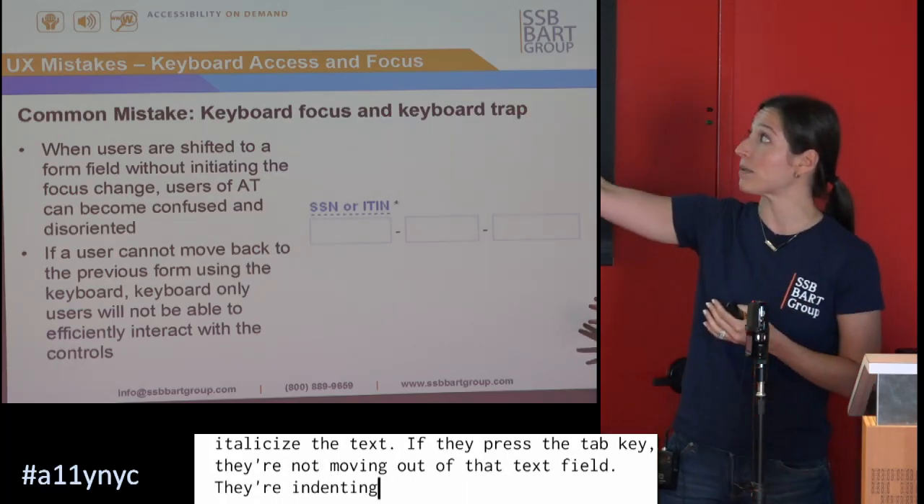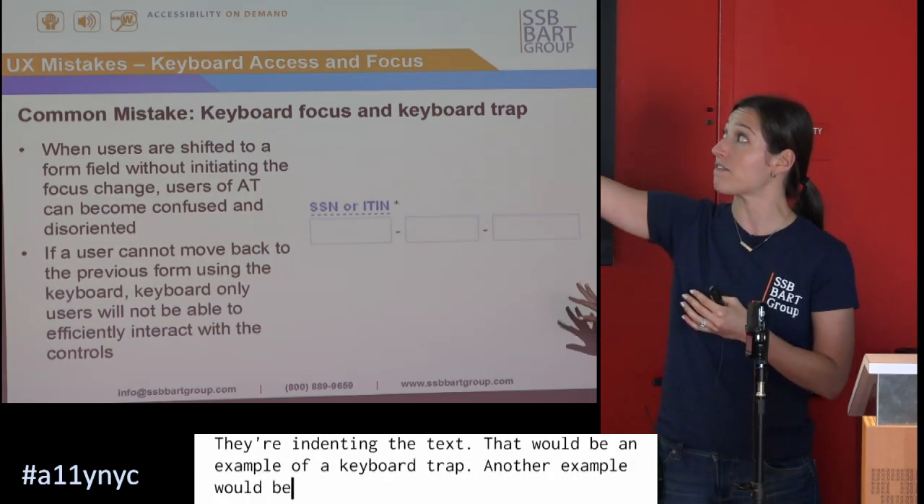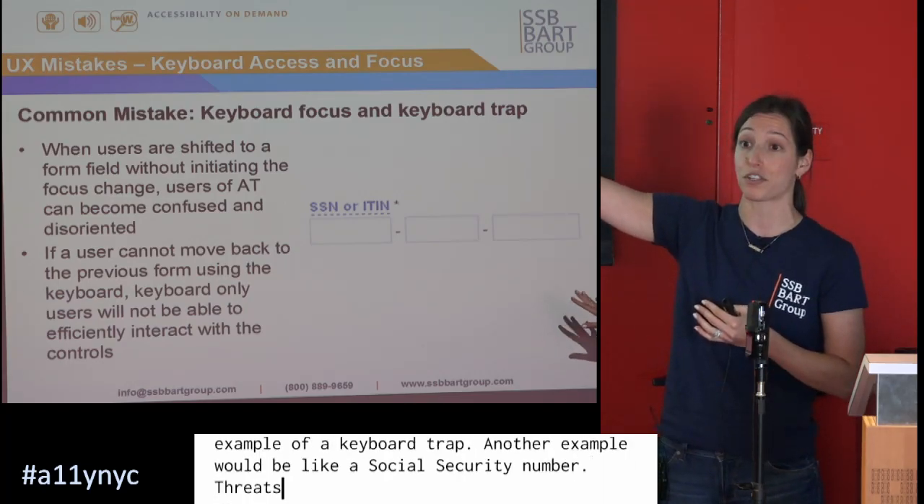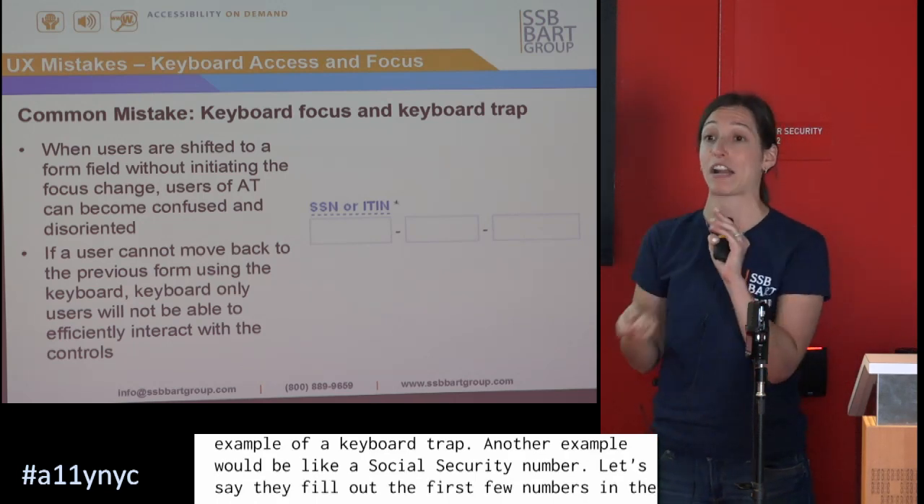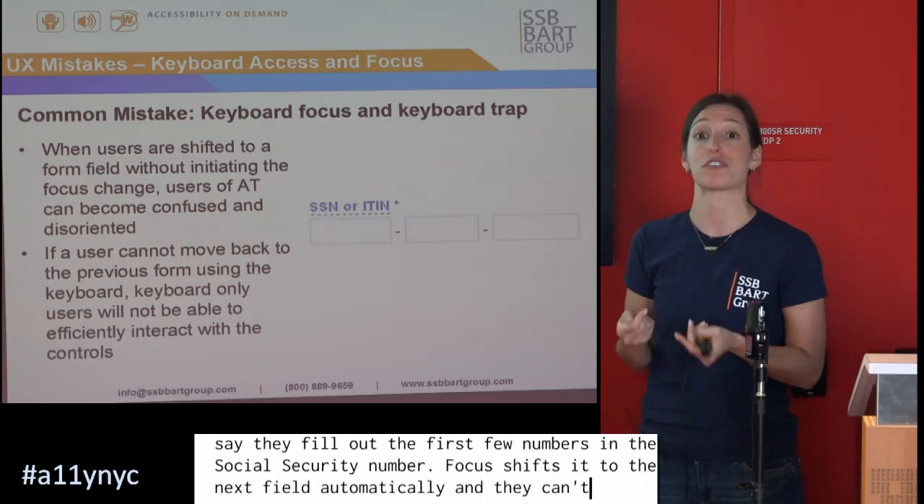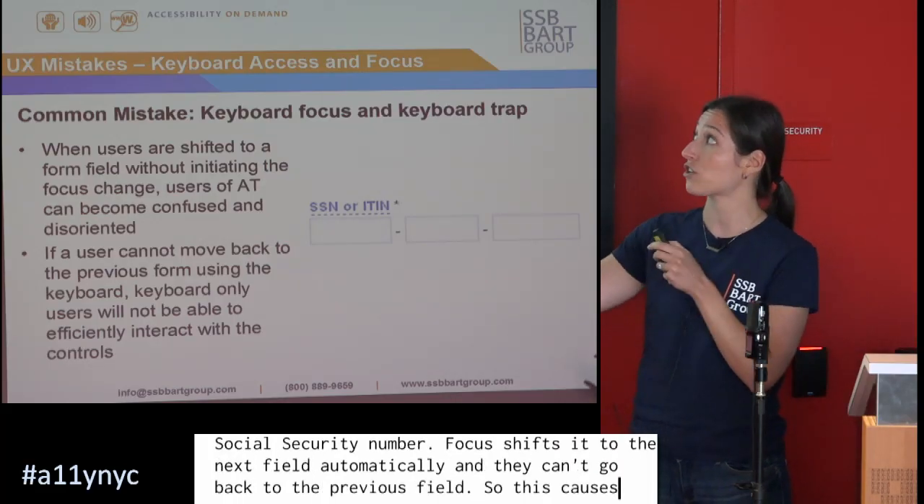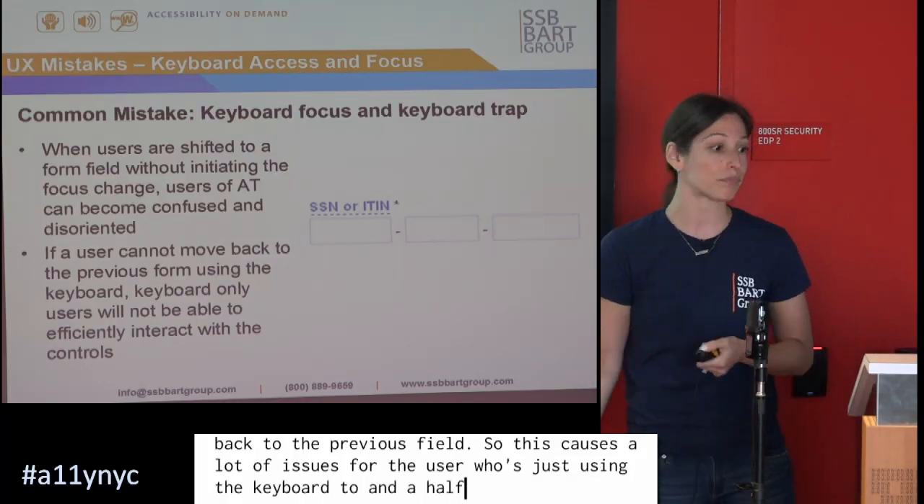Another example would be something like a social security number. Let's say they fill out the first few numbers in their social security number, focus automatically is shifted to the next field, and then the user can't actually go back to the previous field. So this causes a lot of issues for people that are just using the keyboard to navigate. They're not actually able to go back if they make a mistake. They can't fix the issue.